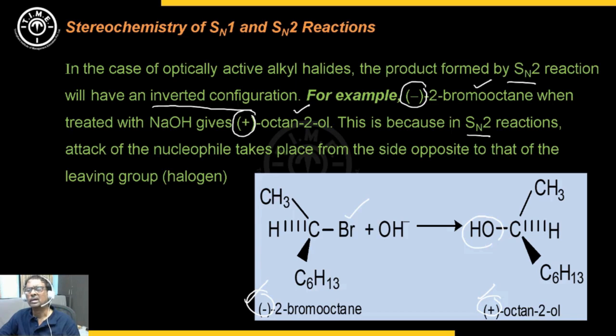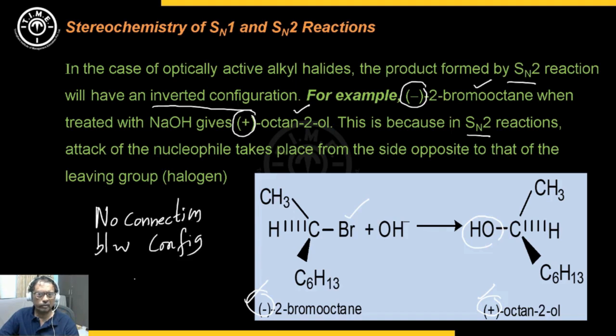In this case, it's a coincidence, right? And it's a wrong coincidence. It should not have happened. We should not have taken an example of this type where the minus is becoming plus, as if because there is an inversion. No, not because there is an inversion. Inversion is taking place, and the change of sign of rotation is also taking place, but they are not connected. There is no connection between configuration and sign of rotation. Keep this in mind. You have to internalize this.